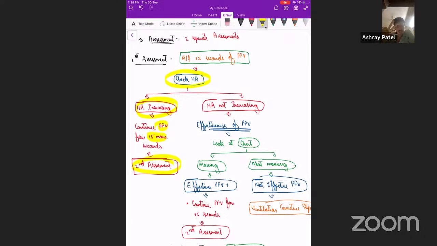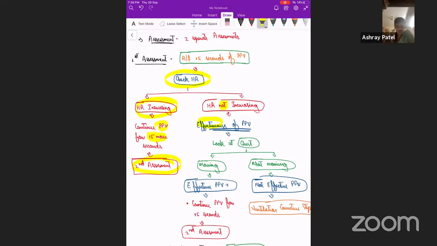So here we make two assessments. One is at 15 seconds, and we see whether heart rate is increasing. If it is increasing, you continue the positive pressure ventilation and do a second assessment at the end of another 15 seconds. If heart rate is not increasing, then what do we do? We go ahead and see whether effective positive pressure ventilation is being given or not.